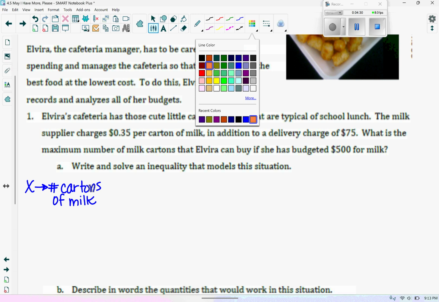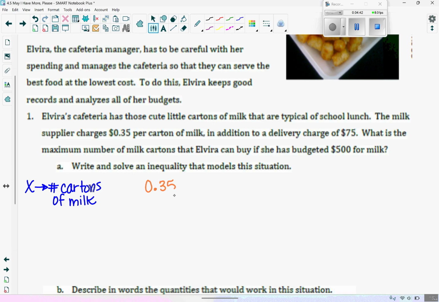Now, the next thing that we're going to do is write our inequality. Remember that you write it just like you would an equation, except it has an inequality symbol instead of an equals. So we know that our 0.35 is going to be multiplied by X because we don't know how many cartons of milk she's going to buy. We just know that they're 35 cents apiece. And we know that she's going to pay a flat fee of $75. Now, we know that it says she is trying to find out the maximum number of cartons she can buy if she has budgeted $500. Okay, so $500 is going to go right here, but we're not exactly sure what our inequality is yet.